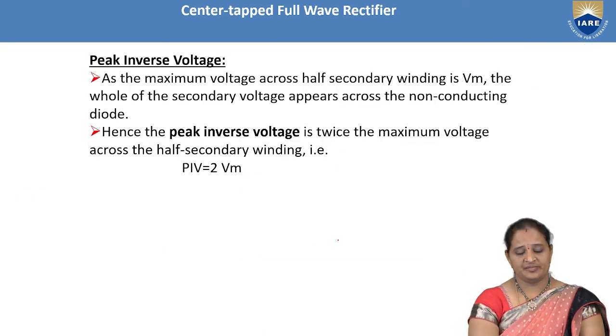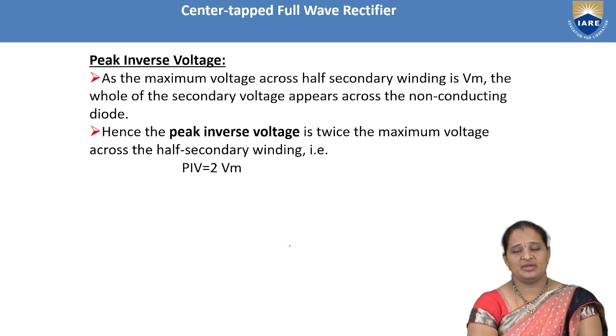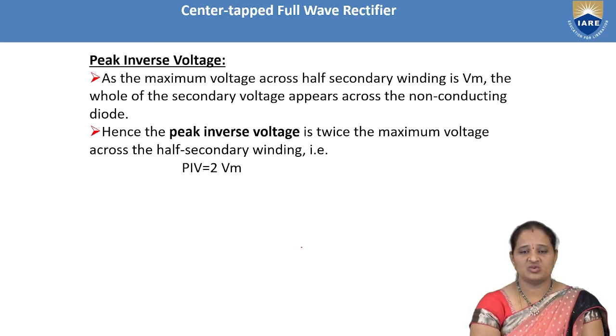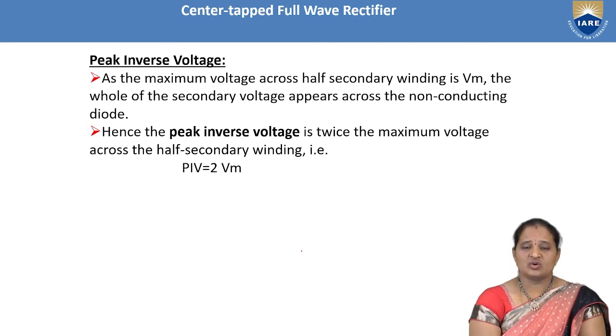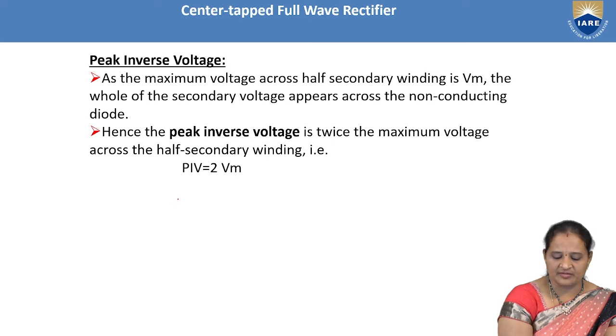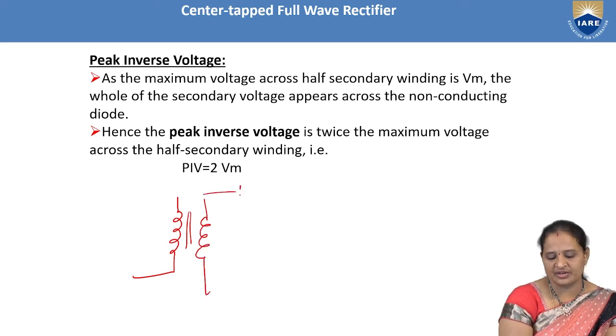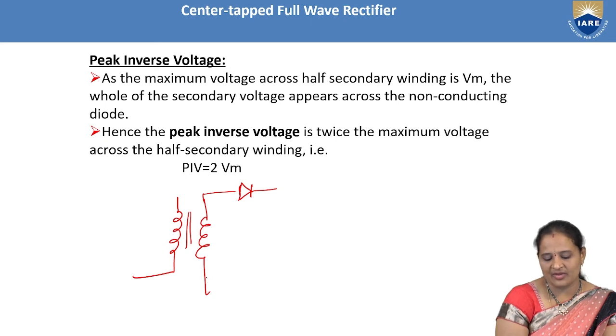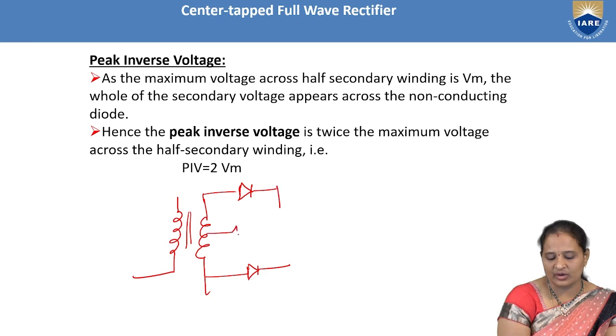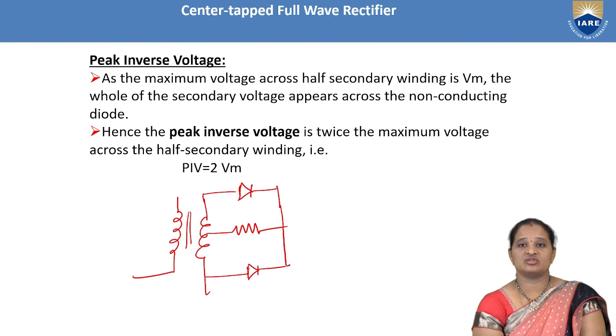Peak inverse voltage. As we already know, the peak inverse voltage is the maximum reverse voltage that a diode can withstand without any damage. So in case of the center tap full wave rectifier, as we have divided the secondary winding into two halves, we are connecting two diodes, one in the upper half and the other one in the lower half of the secondary winding, and a load resistor is connected in between the center tapping and the cathodes of the diodes.